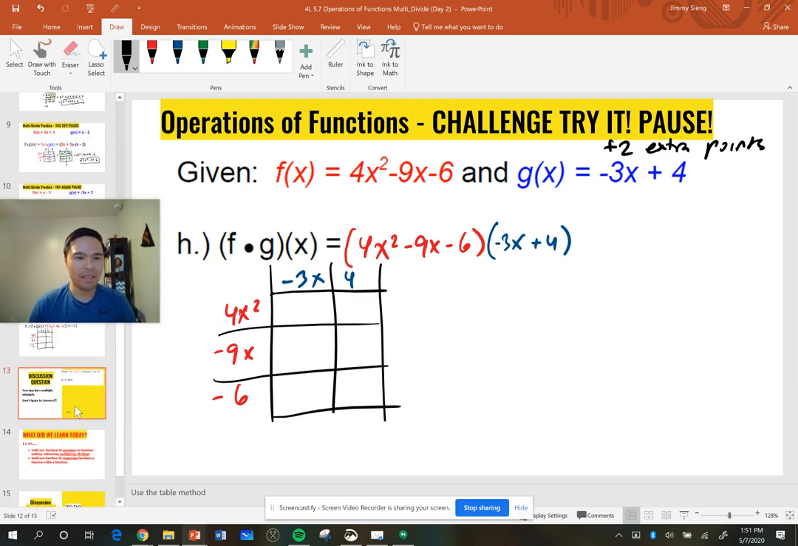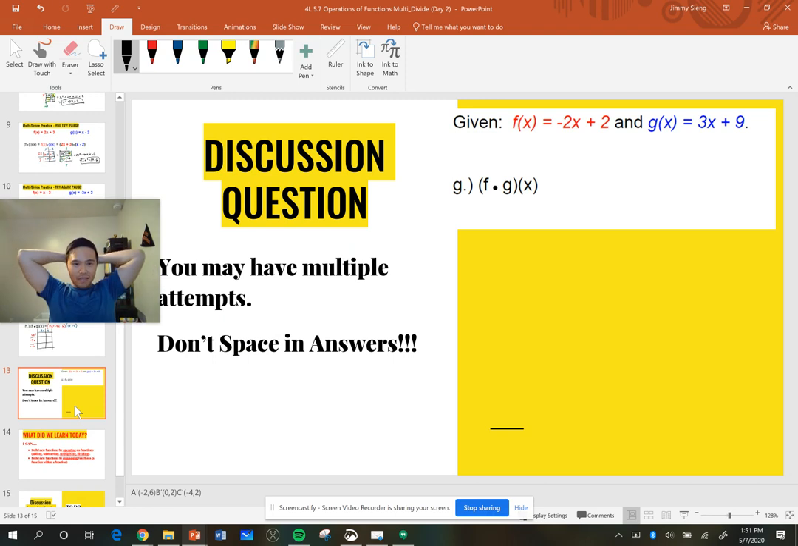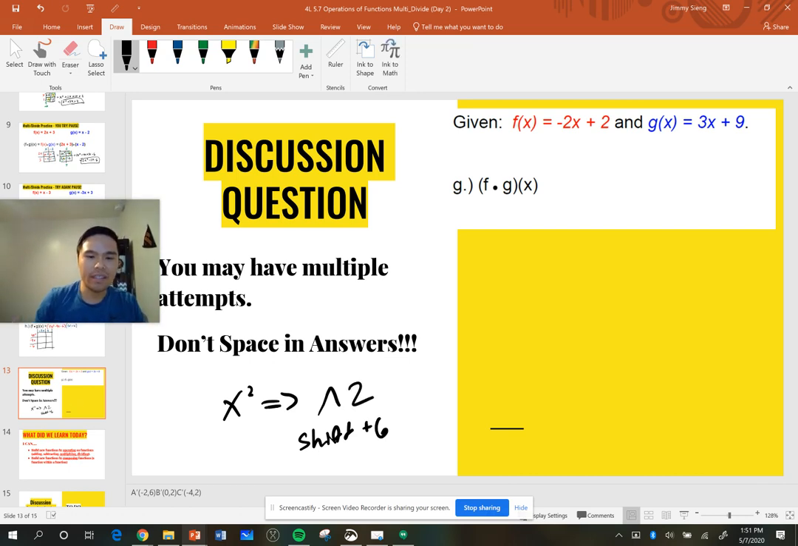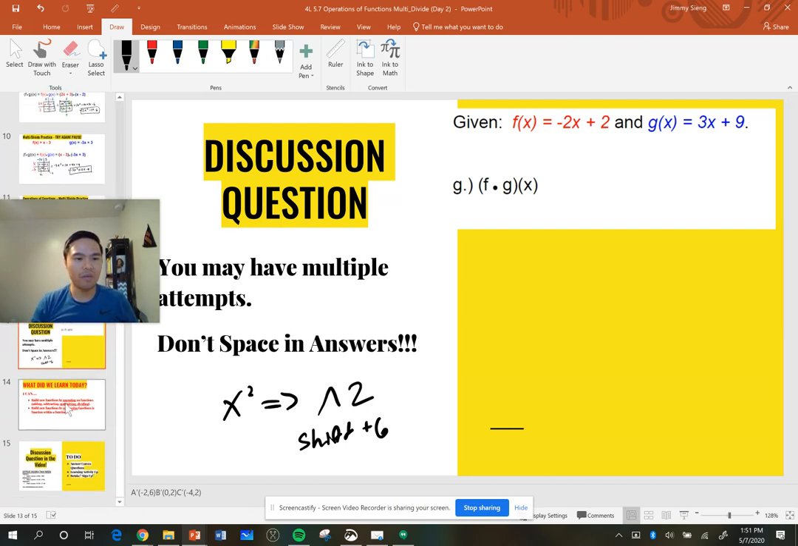How about that? Again, with your discussion question, given you got negative 2x plus 2 times 3x plus 9, please answer down below. Do not space. If you space, it's marked wrong. For x squared, remember, just use caret. This is shift 6. Okay, use that for x squared. Shift 6 and then 2. If you don't do that, then it's probably wrong too, because my computer can't do that. Yours can, but I can't.